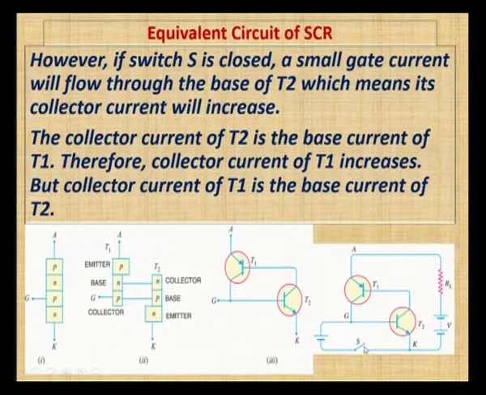When we apply voltage across the gate, the switch S is closed, the base current IB will flow, and due to the base current flow in transistor T2, the collector current of transistor T2 will increase. Since we know that the collector of T2 is the base of T1, the base current exists in T1, and this will increase the collector current of T1. So, this makes the transistors T1 and T2 operate in saturation mode and makes the SCR turn on. This is how we can explain the working of an SCR with respect to the transistor circuit.